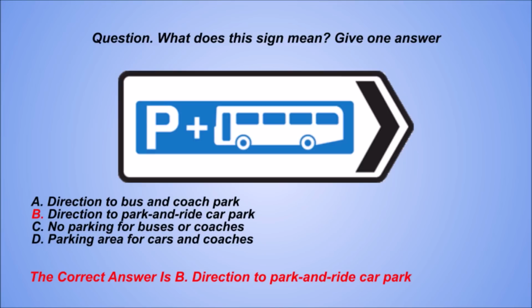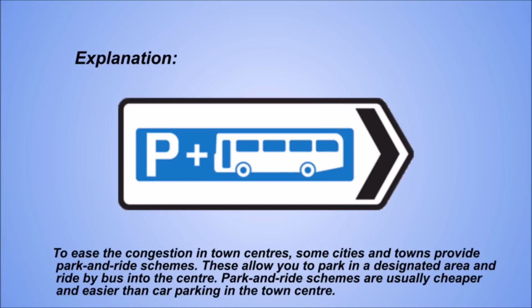The correct answer is B. Direction to park and ride car park. Explanation: To ease the congestion in town centers, some cities and towns provide park and ride schemes. These allow you to park in a designated area and ride by bus into the center. Park and ride schemes are usually cheaper and easier than car parking in the town center.